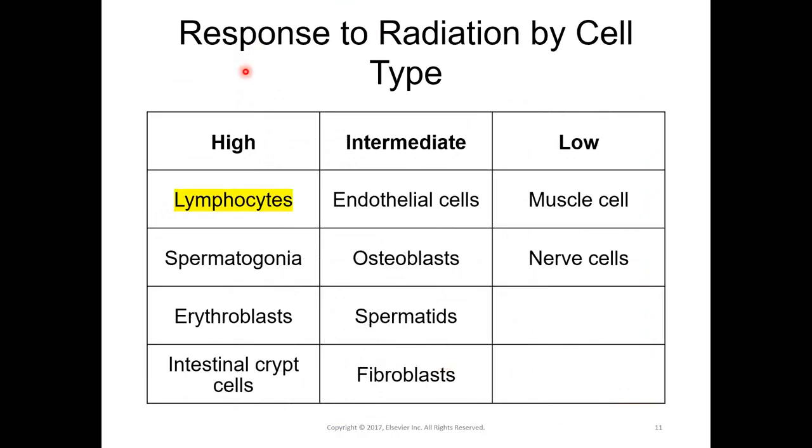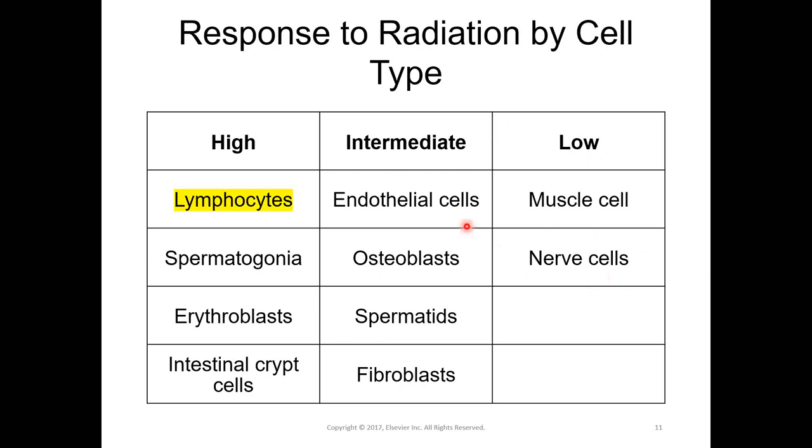And then I wanted to point out the difference in radiosensitivity of the cells of the body. The most radiosensitive cell type would be your lymphocytes, and then secondary would be your spermatogonia, and then obviously your erythroblasts, which are your red blood, and then intestinal crypt cells, which we did talk about in class, but when your intestines break down, it's very hard for those cells to replenish. And then you've got your intermediates, and you've got your low, which would be your muscles and your nerve cells.